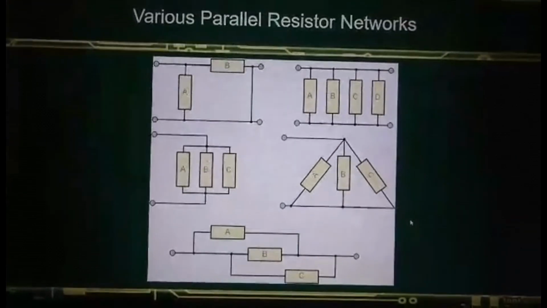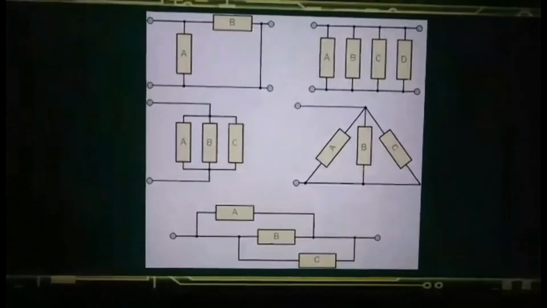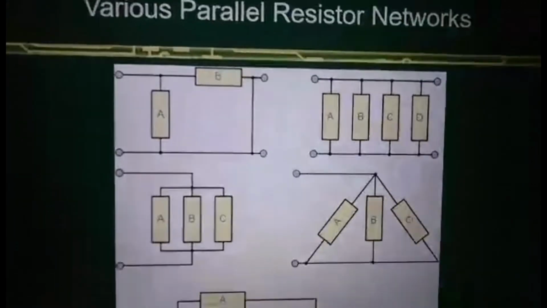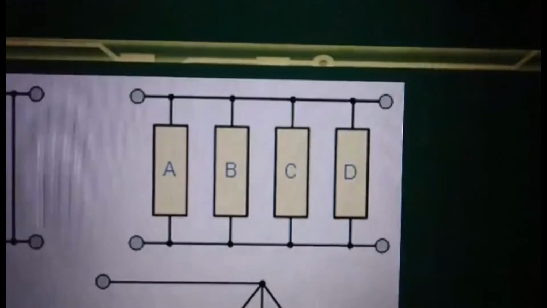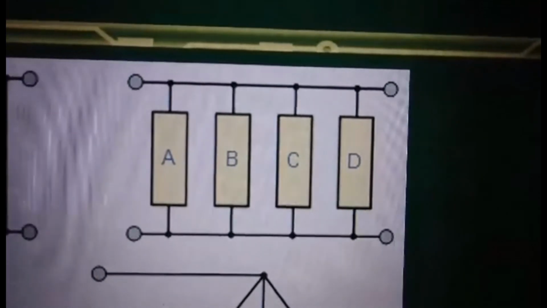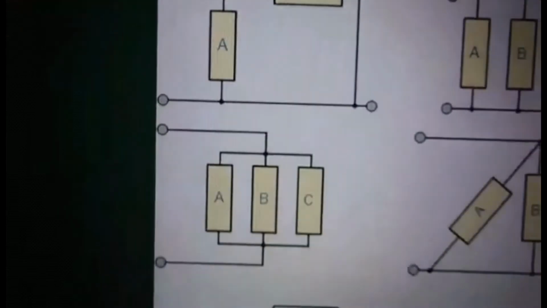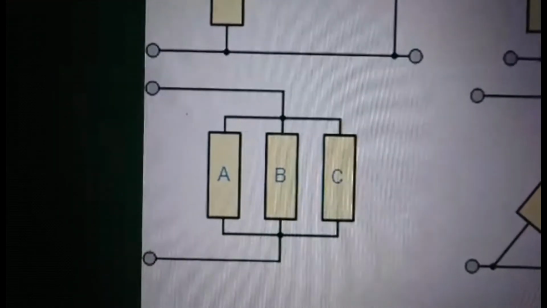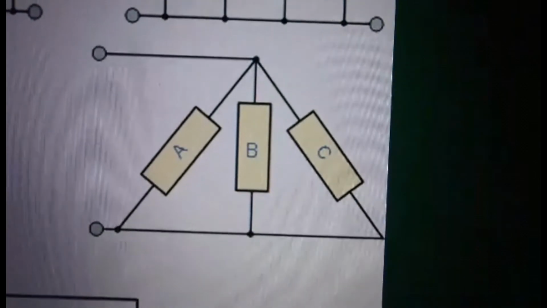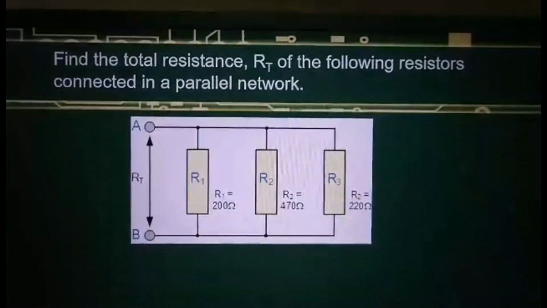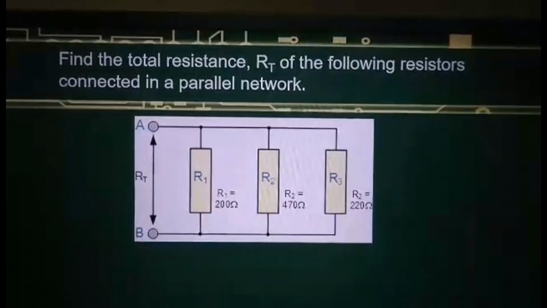There are various forms of parallel resistor networks. As you can see, these are just some of the examples. So here is a familiar form. The resistors are connected across each other. This is also a parallel resistor. As you can see, they're just rearranged here. And this one, and also this one. I hope you have taken note the formula for total resistance.